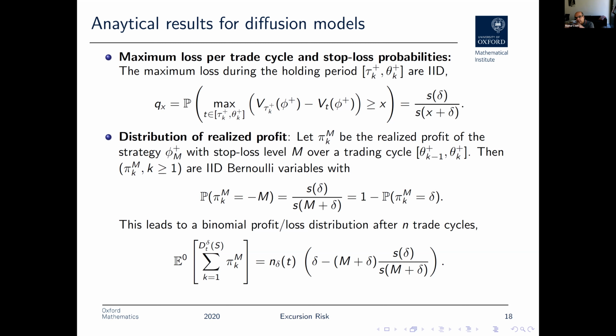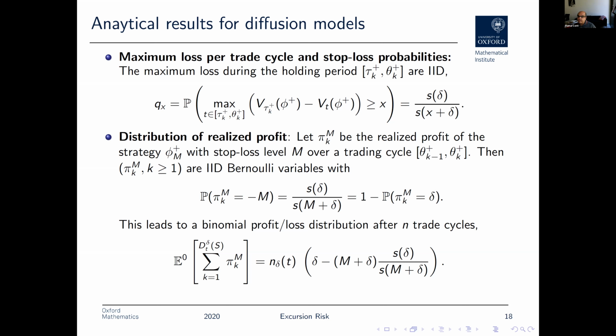During a trade cycle, if you do not reach the stop loss level, so if your signal doesn't go to the level delta plus M, then you just hold it until it comes back to 0, you make delta, and then you unwind the position. If you do reach the stop loss during your excursion, then you have to close your position, you unwind the portfolio, but then you've lost M. So either the excursion does not reach M, and then you make delta, or you do reach M and then you close the position, you lose M.